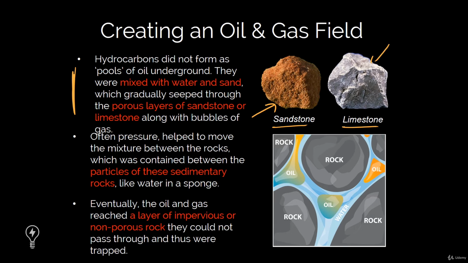Now, limestone is a rock that's formed by the accumulation of shells, bones, and other calcium-rich goods. It's composed of calcite, chemically known as CaCO3, and typically the color of limestone is white. Now, as we mentioned before, once the oil and gas reach a layer of impervious rock, they are trapped and an oil and gas field is created.